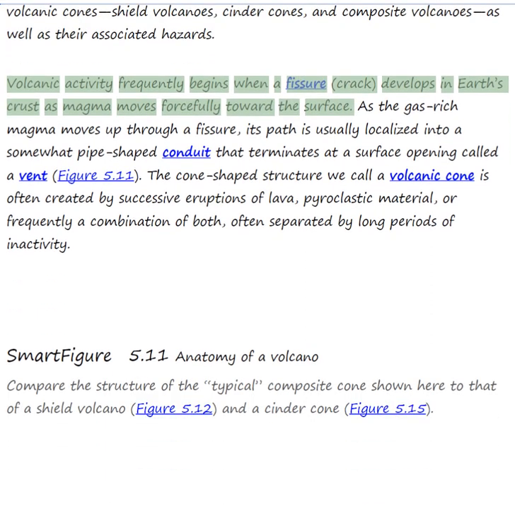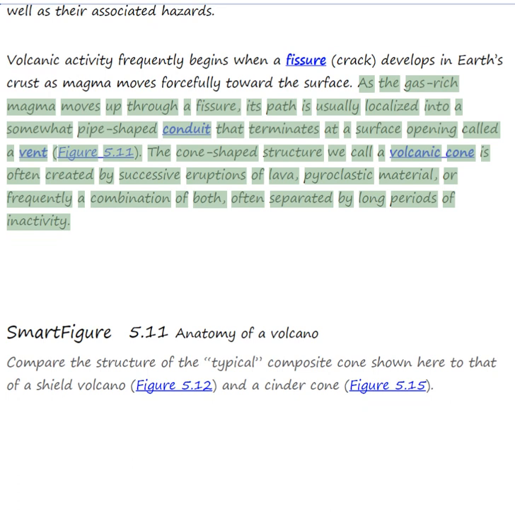Volcanic activity frequently begins when a fissure develops in Earth's crust as magma moves forcefully toward the surface. As the gas-rich magma moves up through a fissure, its path is usually localized into a somewhat pipe-shaped conduit that terminates at a surface opening called a vent. The cone-shaped structure we call a volcanic cone is often created by successive eruptions of lava, pyroclastic material, or frequently a combination of both, often separated by long periods of inactivity.